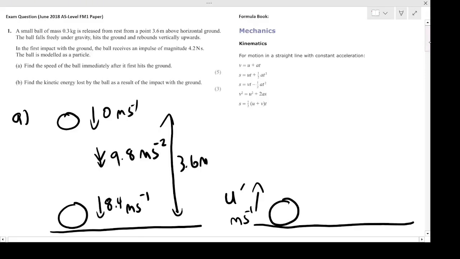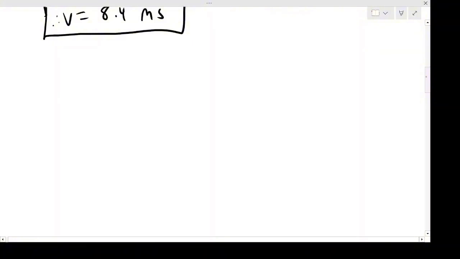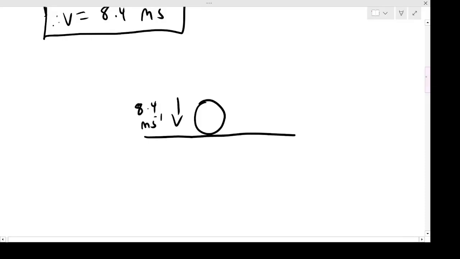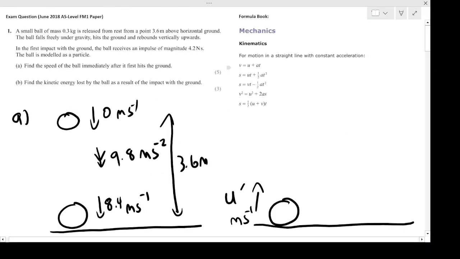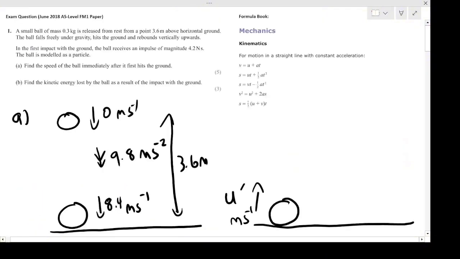Well, you might be thinking, I can consider the restitution, right? Because when it hits the ground, I know the ball hits the ground with this speed 8.4 we worked out, and then it bounces up afterwards with this speed u dash. But the issue is I don't know e. I do not know e. But I don't need e, because it's actually told me, quite interestingly, information about the impulse instead.